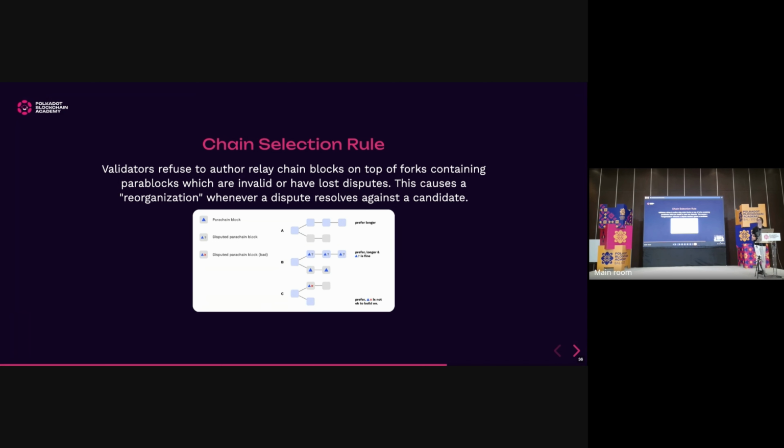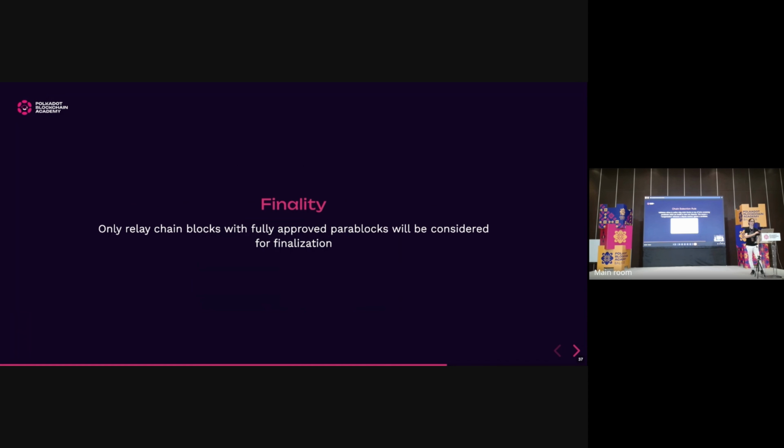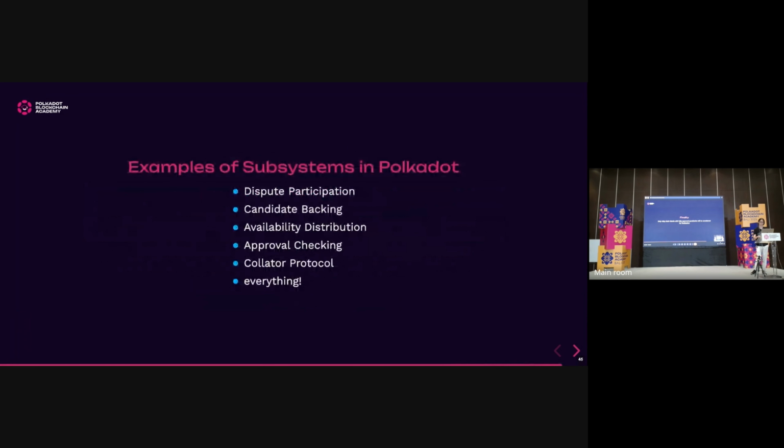Hi, I do have a question related to slashing. The backers are slashed, right? But I want to know if only the set of validators responsible for the parablocks are completely slashed, or also the voters that were backing this are slashed.